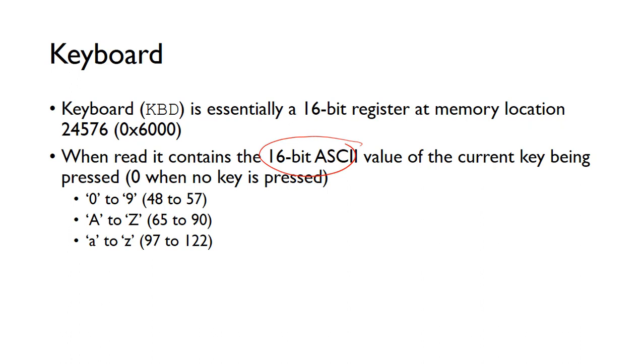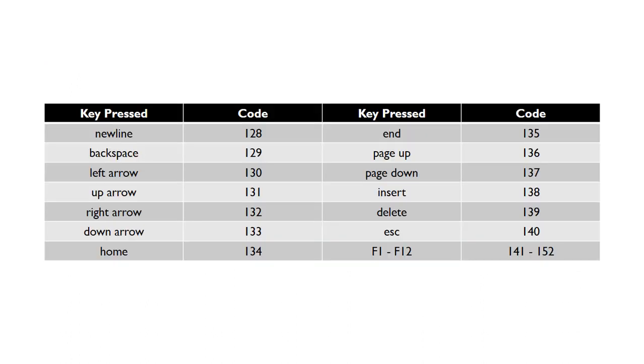So the numbers 0 to 9 are represented by 48 to 57. Then we go to uppercase letters, A to Z, from 65 to 90. Lowercase letters, a to z, 97 to 122. And then there are various special keys, if you will. This table shows the codes for, say, the arrow keys, page up, page down, and so on.